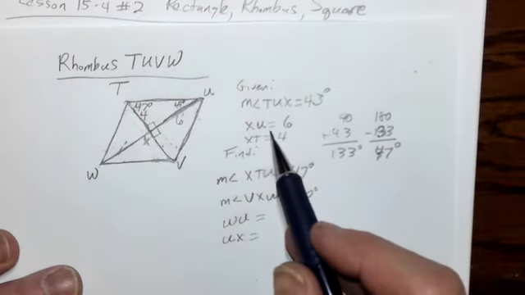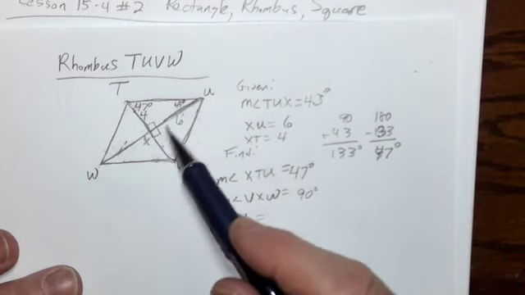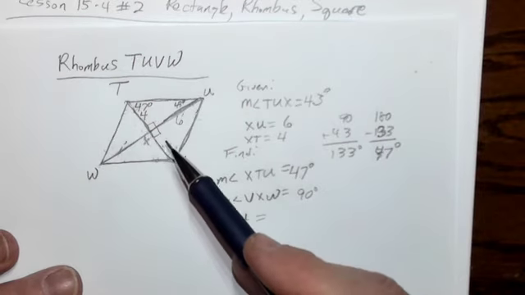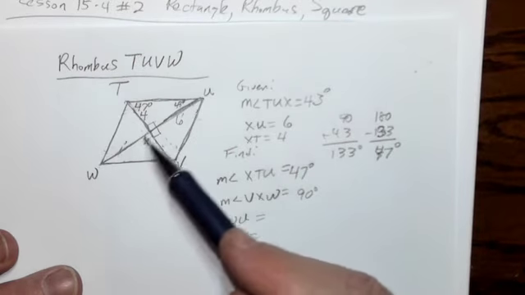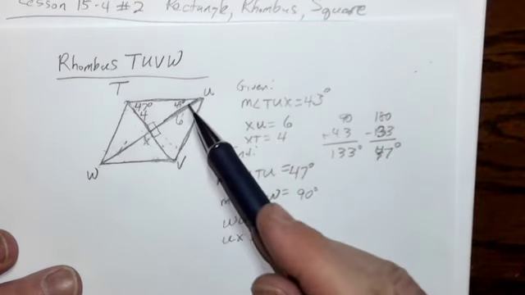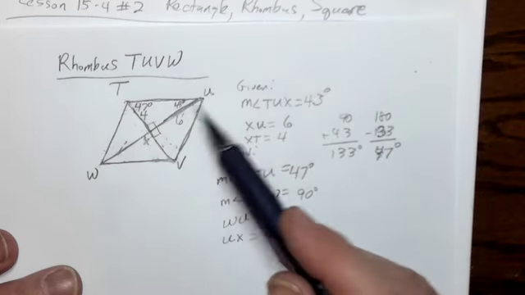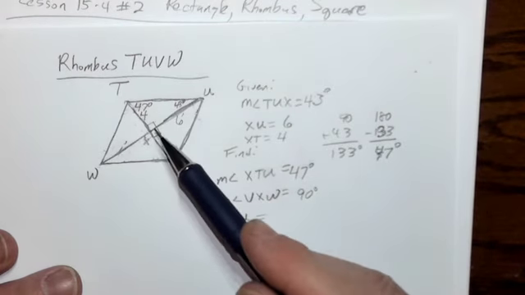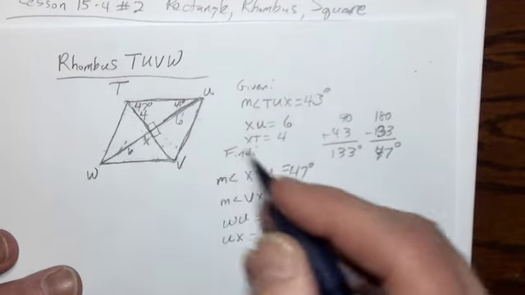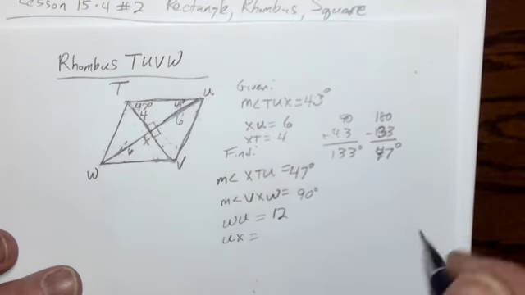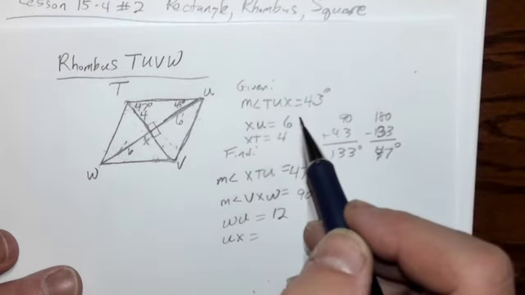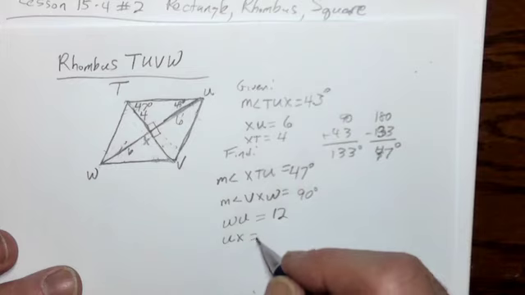As far as the diagonal goes, XU is 6. XT is 4. We want to find out what WU is. WU is going to be this whole length. Because these bisect each other, if this is 6, this is 6. So WU is going to have a length of 12. UX, we want to know what, oh wow, that's pretty easy, 6.